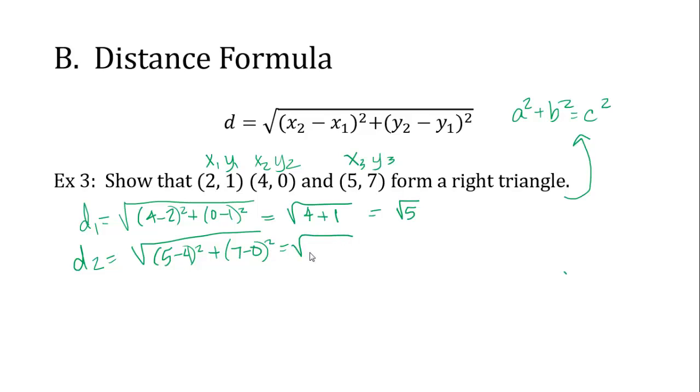Work it out. 5 minus 4 is 1. If I square it, I get a 1. 7 minus 0 is 7. If I square that, I get a 49. So what I have is a square root of 50.